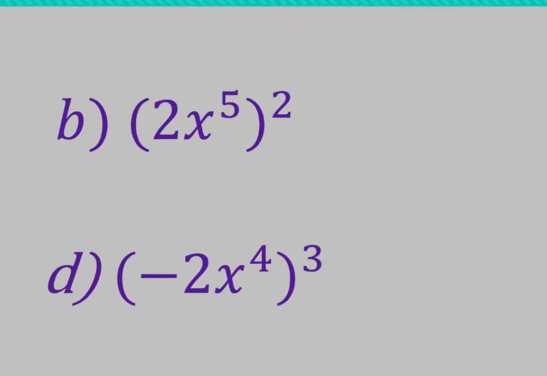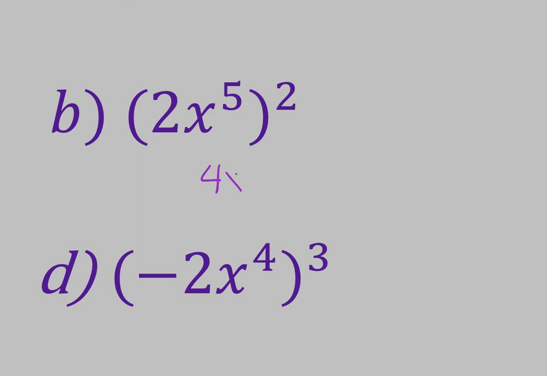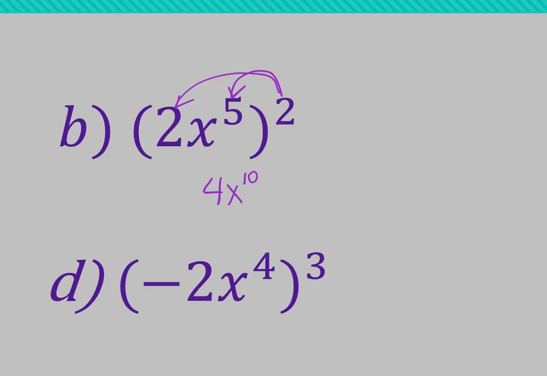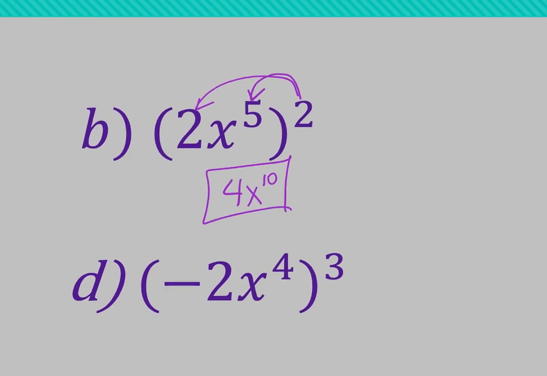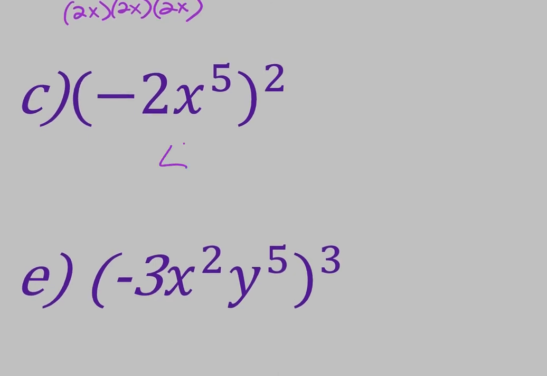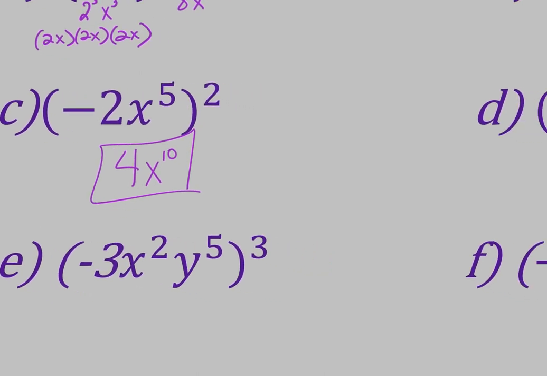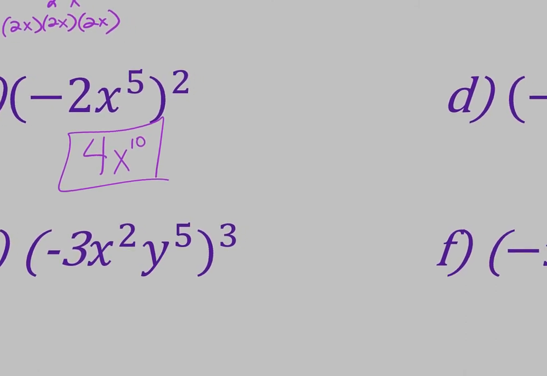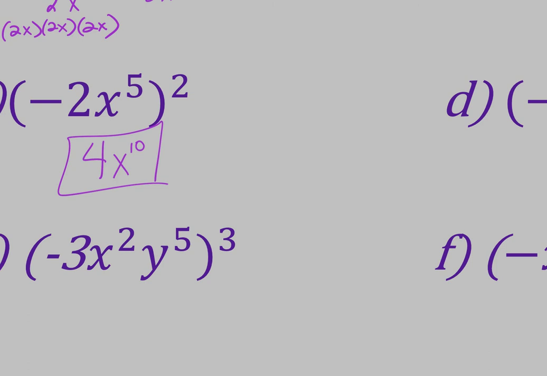All right, go to B. What'd you get? 4x to the 10th. So raising a power to a power means to multiply. So the 2 gets the 2, which is 4, and then x to the 5th, I'd multiply the 5 by the 2. So it should be 4x to the 10th. How about C? Good. It still stays 4x to the 10th, even though it's negative on the front, because a negative times a negative, or negative 1 to the second, would make it positive. Yep.